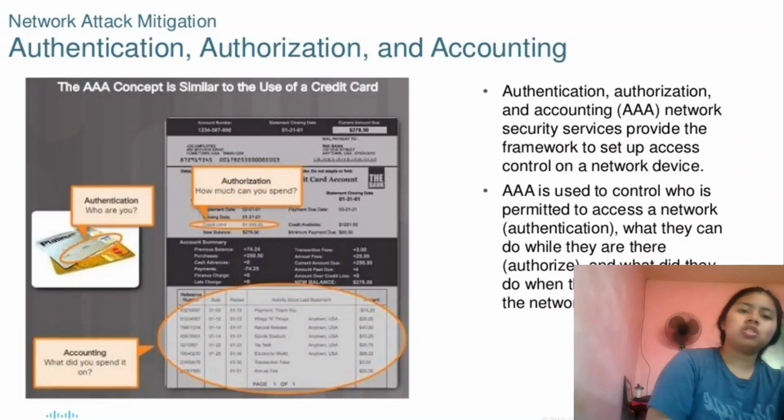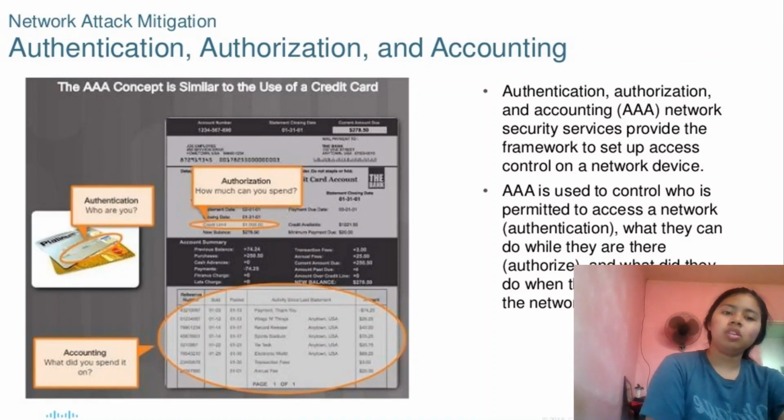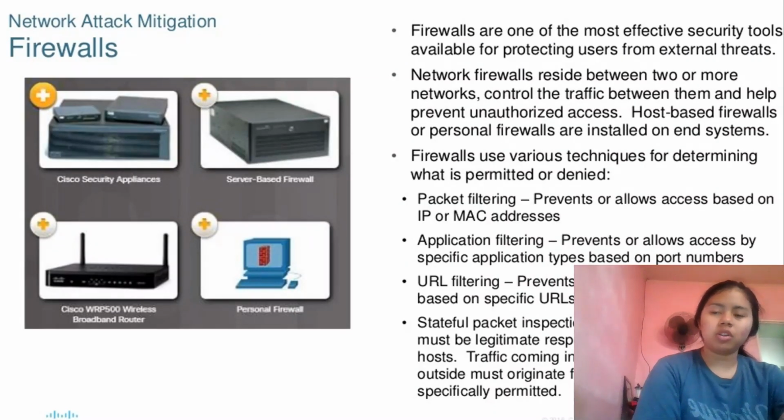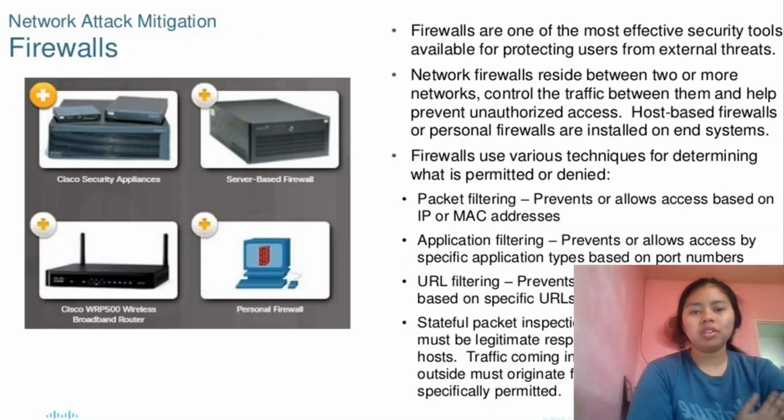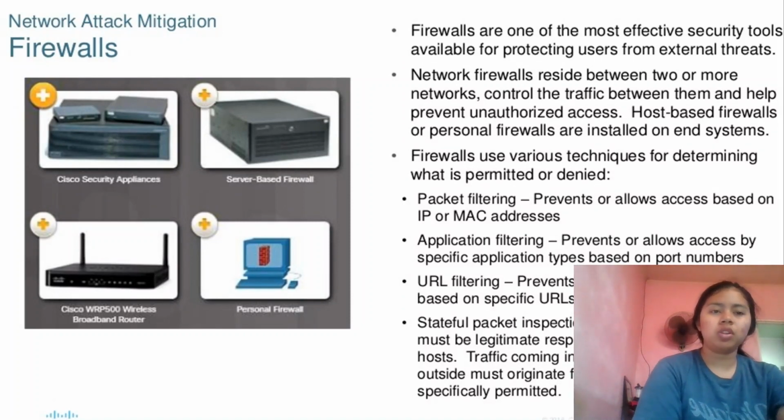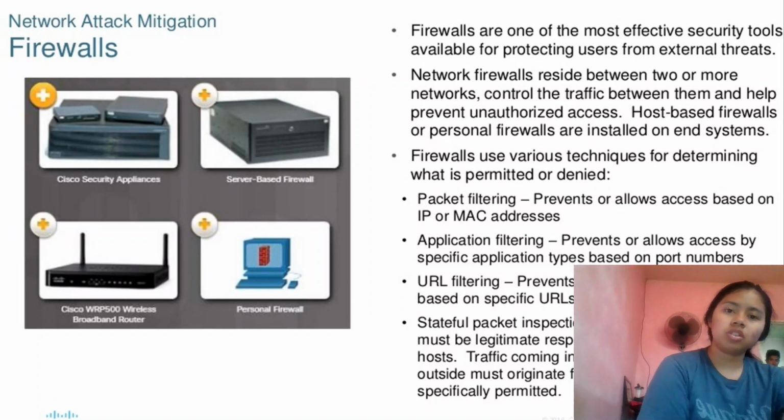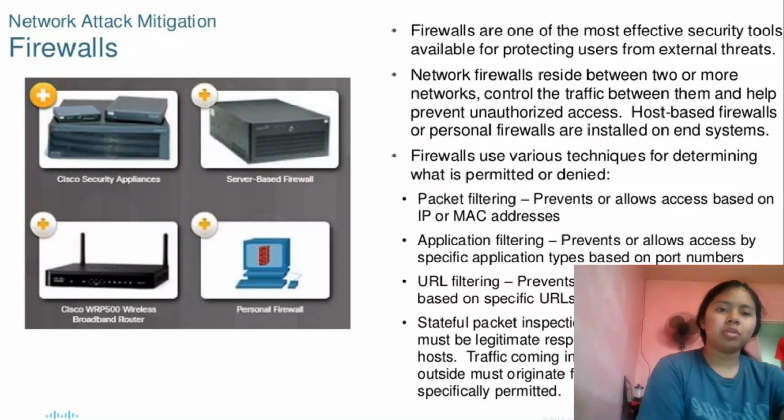Authentication, authorization, and accounting. AAA is used to control who is permitted to access a network, what they can do while they are there, and what they did when they were accessing the network. Firewalls. Firewalls are one of the most effective security tools available.